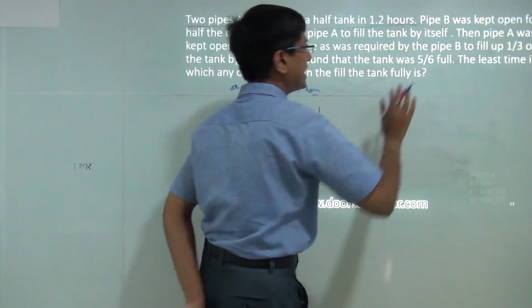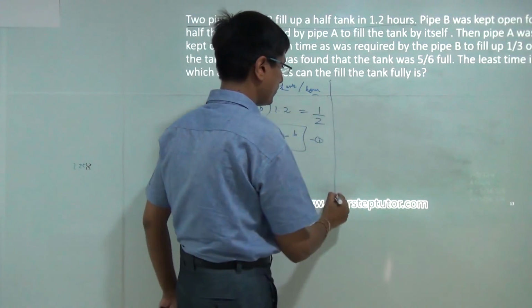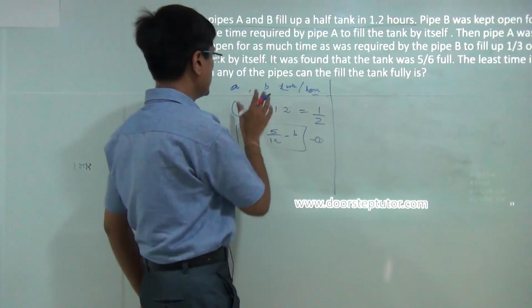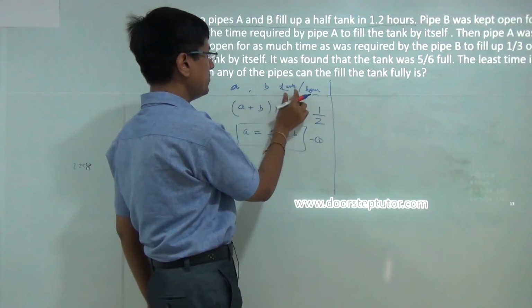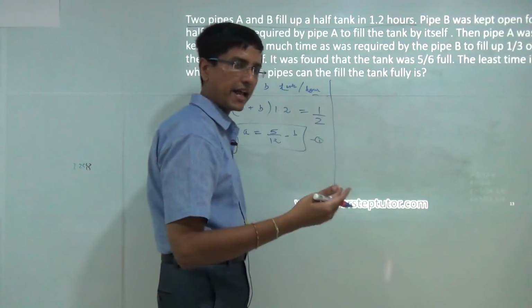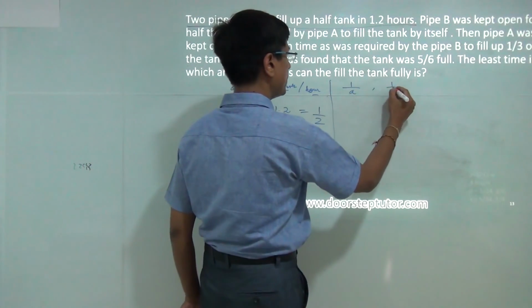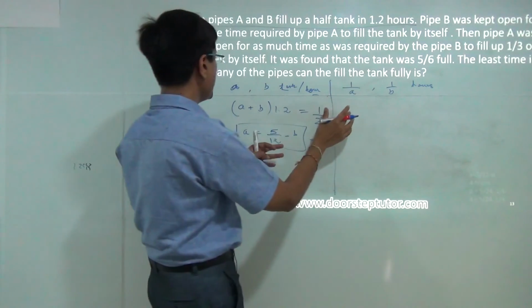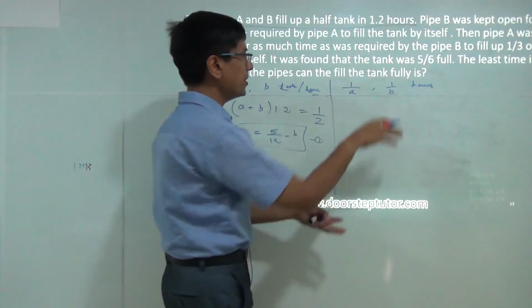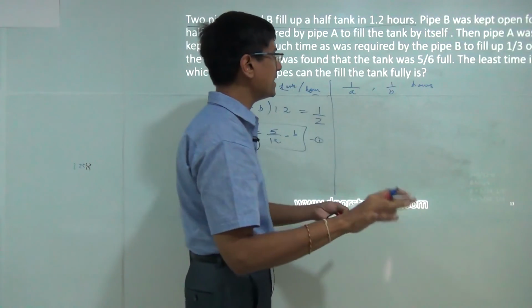Now in the second sentence we have to do some analysis. So let's start that. How do we analyze the second sentence? So first thing is, if their rates are A and B tank per hour, what are their times? The time required would be 1 by A and 1 by B hours. We know that, right? This is the time required by A to fully fill the tank alone. This would be the time required by B, 1 by B, to fully fill the tank alone.